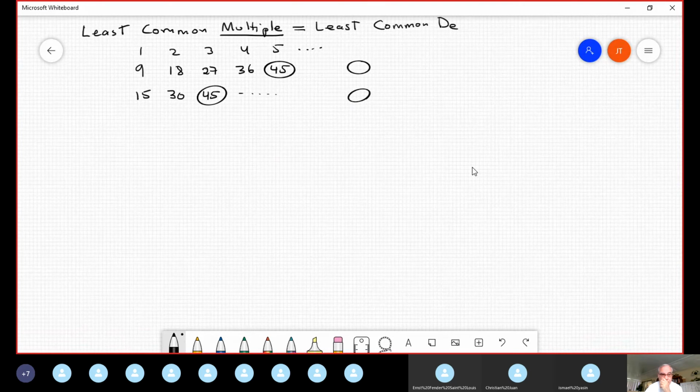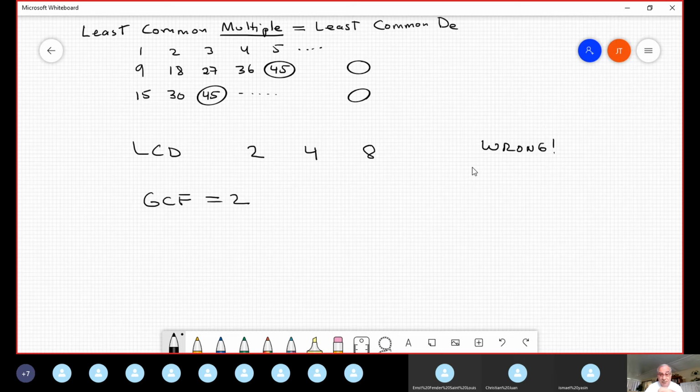Suppose we find the least common denominator between 2, 4, and 8. 2. Wrong. Totally wrong. This is the greatest common factor.